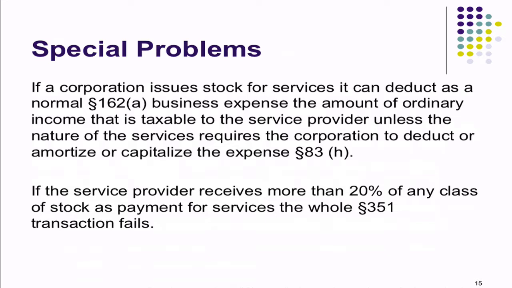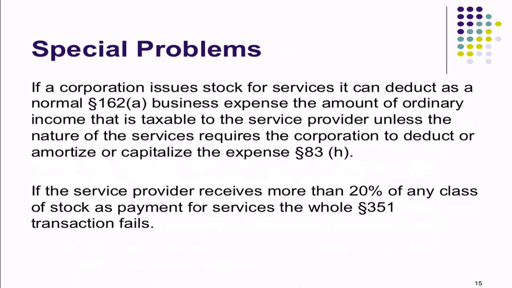If a service provider receives more than 20% of any class of stock as payment for services, the whole 351 transaction falls apart. So think about what I just said. If for some reason, and I don't know, there's just bad tax advice, for example, a corporation pays out to a service provider more than 20% of any class of stock, that prevents anybody else from having 80% control of that class of stock.